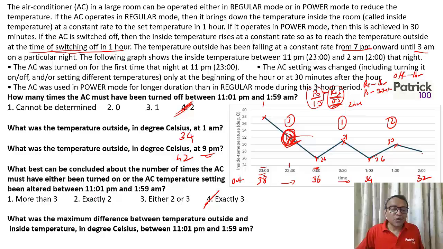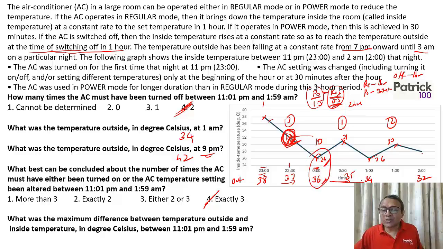So 3. What is the maximum difference between temperature outside and temperature inside in degrees? So if you look here, it is 38. Here it will become 37 and 32, 5. Here it is 36 and 26, 10 difference. Here it becomes 35. Everywhere else it will be less than 10. So the maximum difference will be 36 and 26.